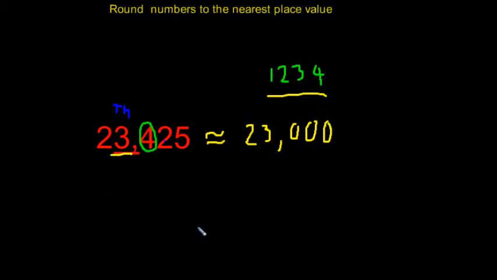Okay, let's try another example. 5,457. Which place value are we going to round? It is tens. So 7 is in ones, and the underlined number is in tens. Let's see now. Take a look at the number next to the underlined number, the one that is to the right, that is 7.